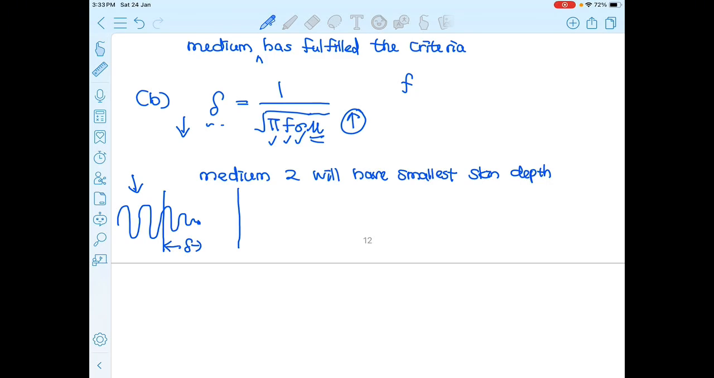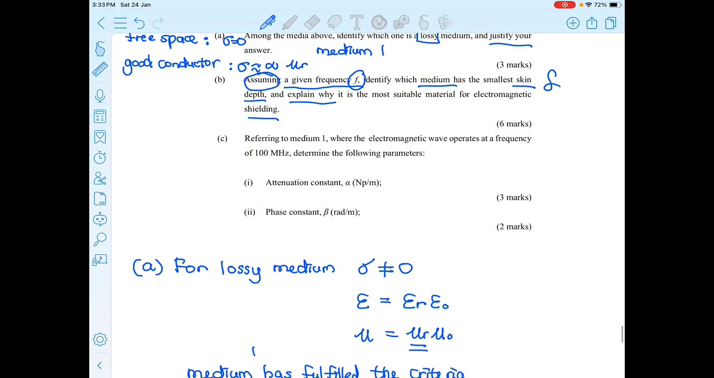So the thinner it is, the better it is for shielding, because you just need a very thin material and it can attenuate the electromagnetic wave. So here you have to explain.